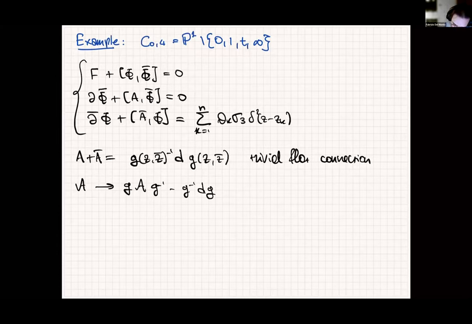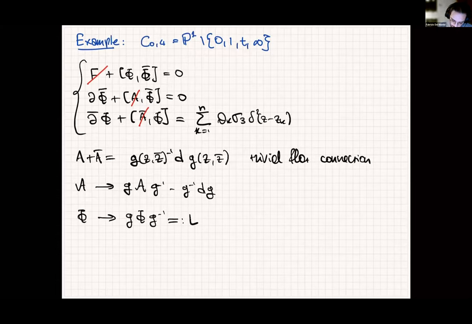And also we have to perform the same transformation on the Higgs field. So we have this G phi G inverse, and I will define this to be called L, the Higgs field in this gauge. And we can write down the Hitchin equations in this gauge. And so here F is just zero, A is the trivial flat connection, and also this A and A bar are just equal to zero.